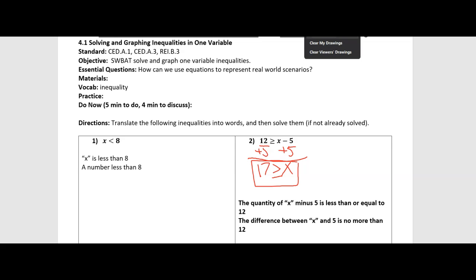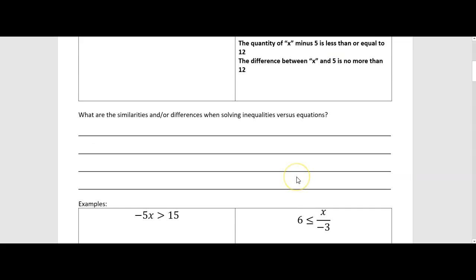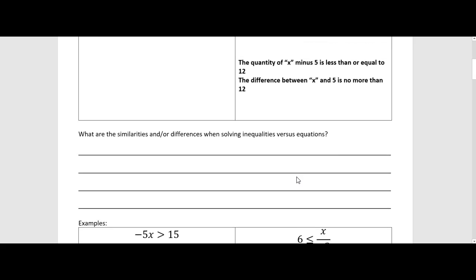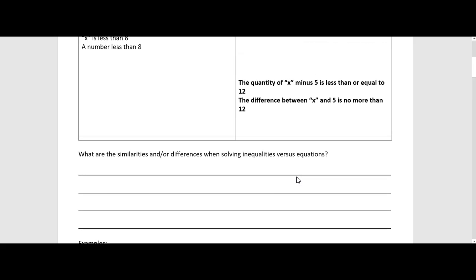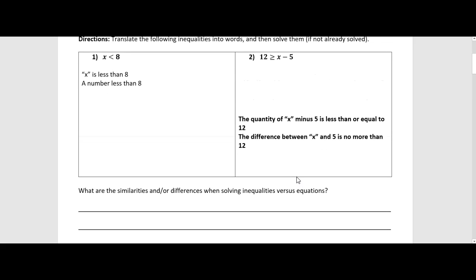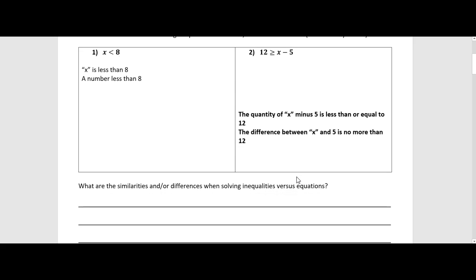Okay, let's move on. So you have a question to answer. We solved number 2, right? So we used an inverse operation. We added 5 to both sides to get x is less than or equal to 17.